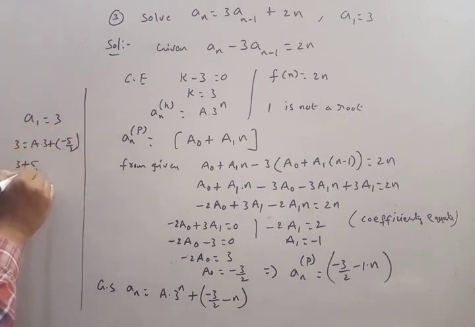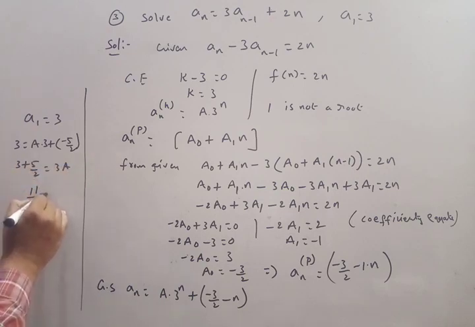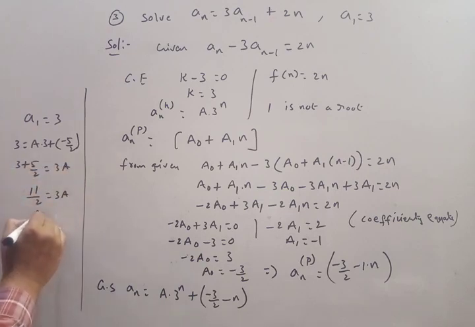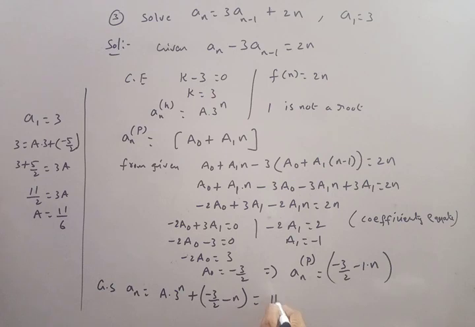3 plus 5 by 2 is equal to 3a. 6 plus 5, 11 by 2 is equal to 3a. A is equal to 11 by 6. That's it. So we'll substitute here. So this implies a, how much I got? 11 by 6 into 3 power n plus minus 3 by 2 minus n. That is the last answer after calculating the a value.